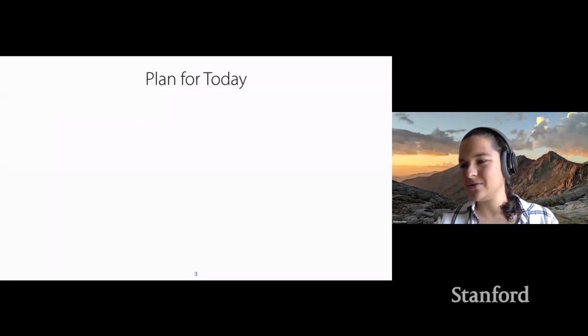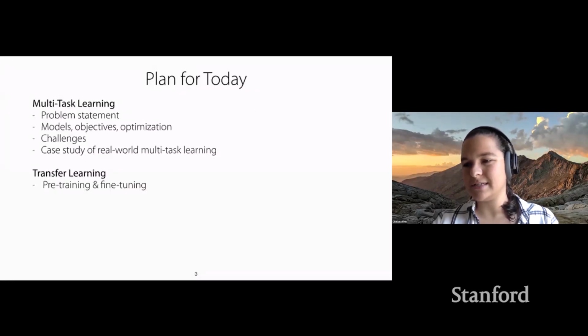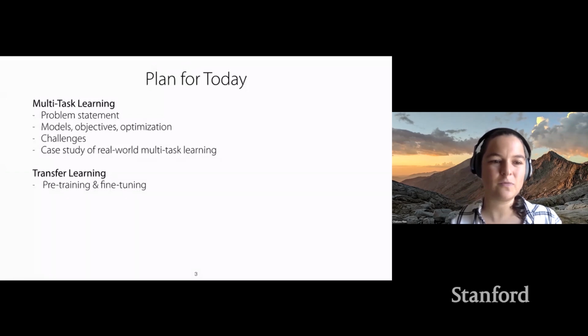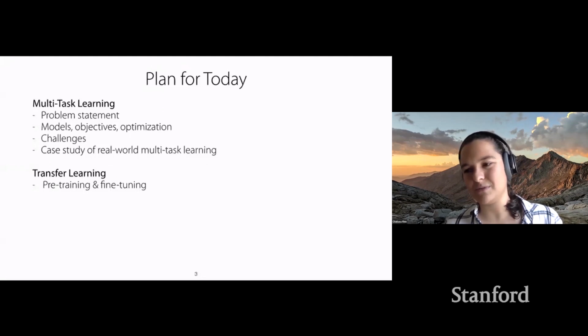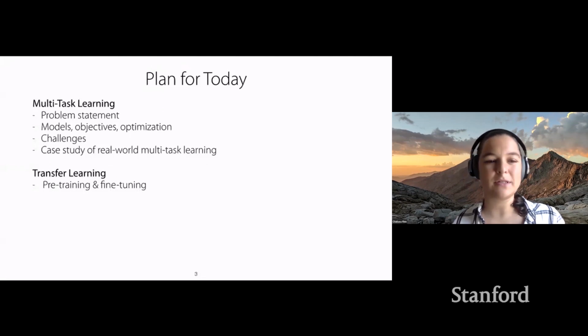Great, so let's get started. The plan for today is to primarily talk about multitask learning, but then we'll also go over some of the basics of transfer learning as well. In multitask learning, we'll talk about the problem statement, model architectures, objectives, and optimization. We'll talk about some of the challenges of multitask learning, and then we'll go through a case study from a multitask YouTube recommendation system that was quite recent, from a paper from last year.